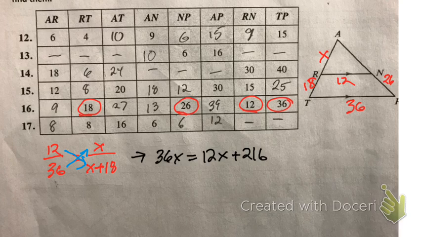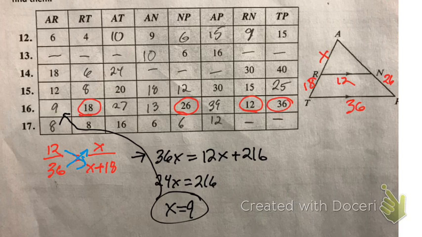Subtract 12X from both sides. That gives me 24X equals 216. When I divide 216 by 24, that comes out to X equals 9. And we can plug that in there. Now that I know 9 and 18, we know AT equals 27. And we're going to do the exact same thing for AN to get to AP. Does that make sense? Okay, good.